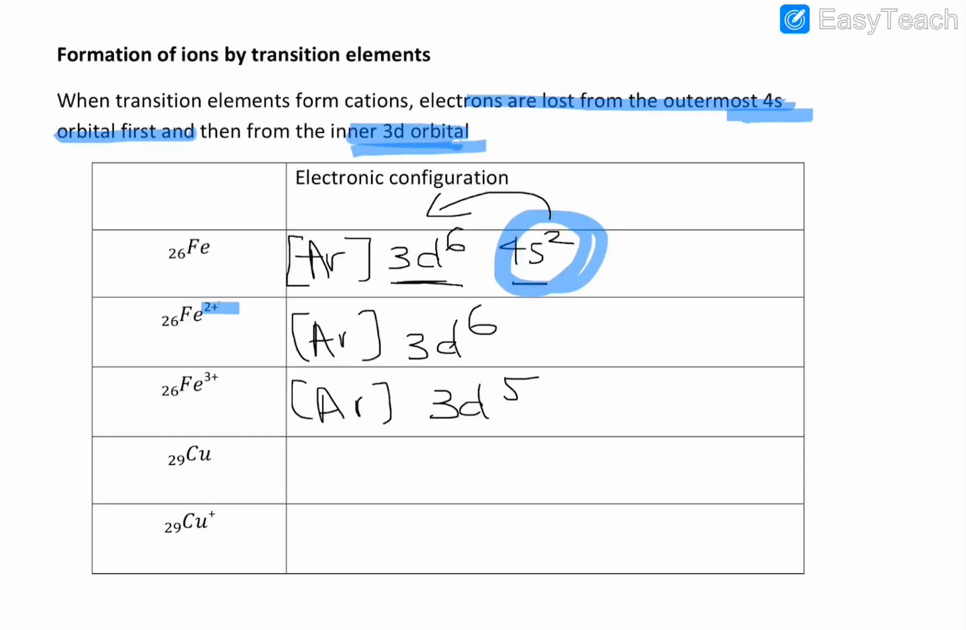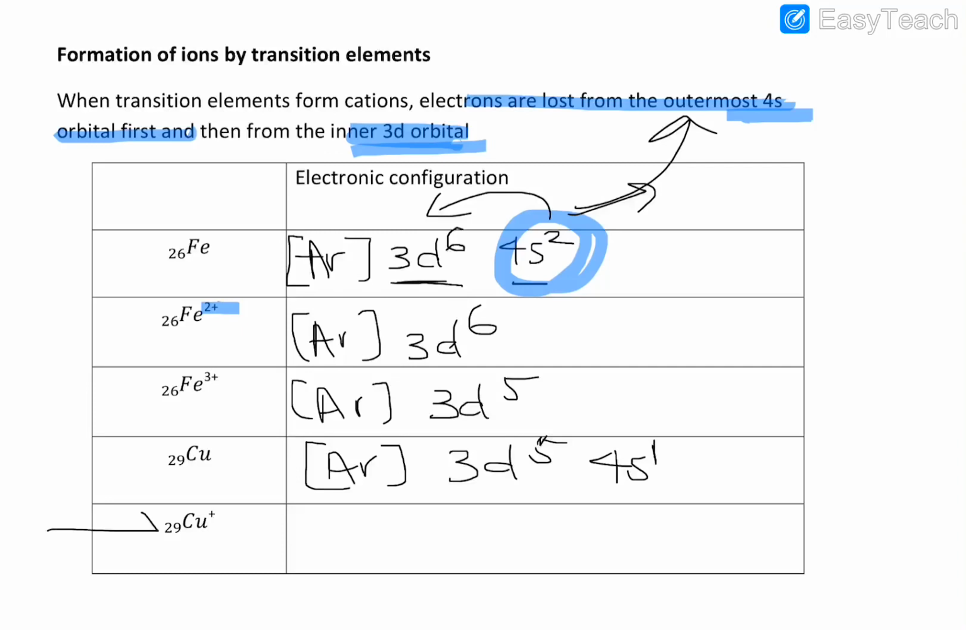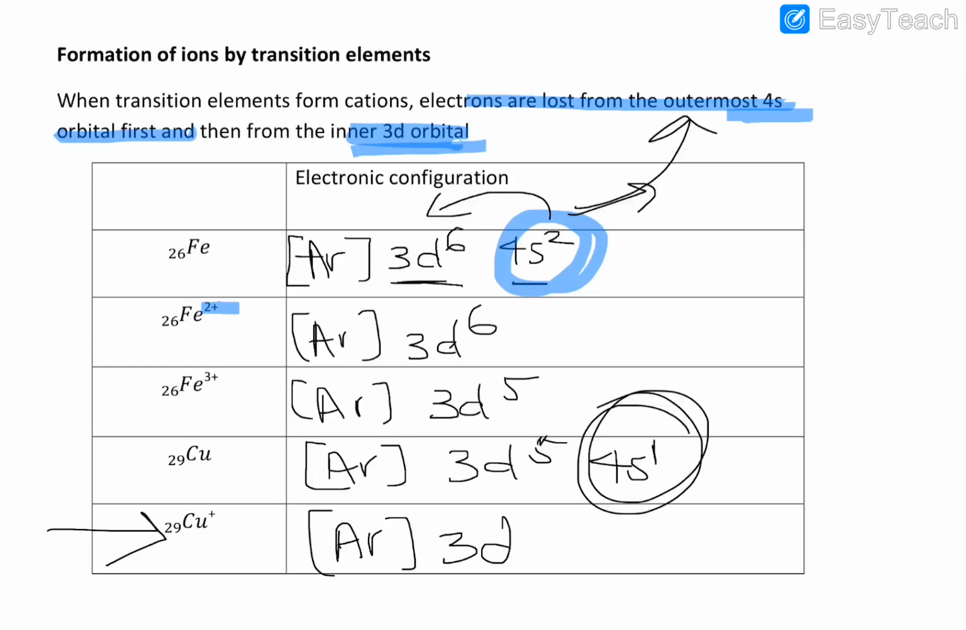Now, careful here. Electrons are removed from the outermost 4s. If you look at copper, copper is going to have Ar 3d5, 4s1. Remember, it's going to have 3d5 because it will want to have a stable electronic configuration with a half-filled orbital. Then for Cu plus, 1 electron is removed, so this one is removed. So Ar 3d5. Okay.